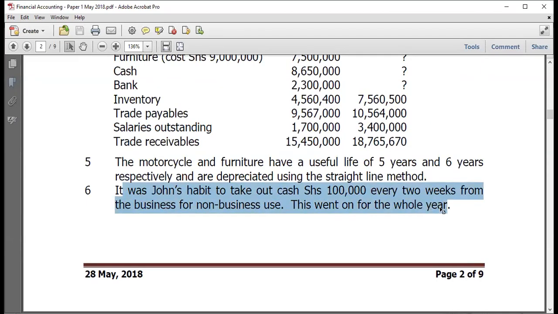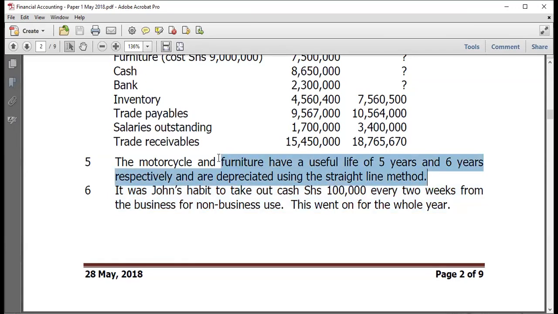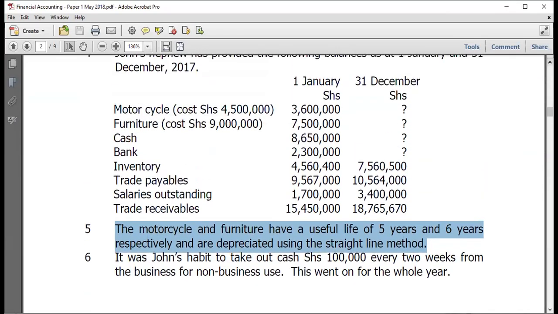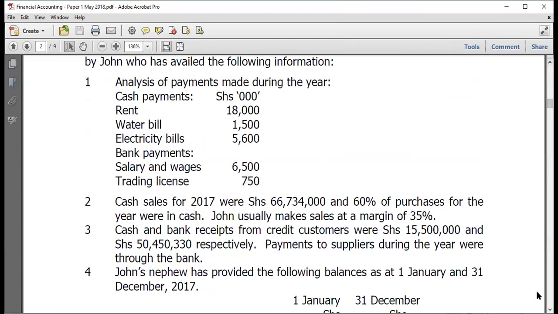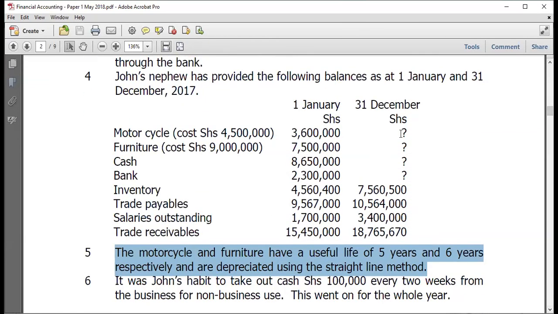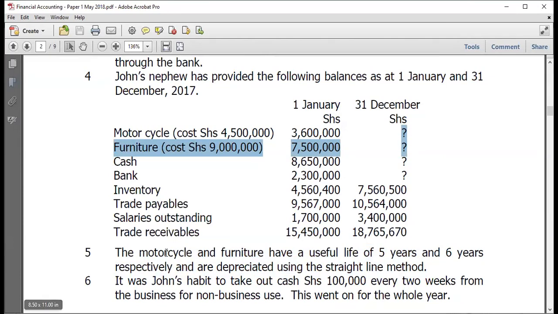Drawings also don't have any big hand in my expenses or P&L. If I had a balance sheet to draw, a statement of financial position, then this would be very important for me. So I'll now go ahead to determine the depreciation. They say the motorcycle and furniture have a useful life of 5 years and 6 years respectively, and are depreciated on straight line method. They give us the cost value also for furniture. So I'm going to calculate depreciation.